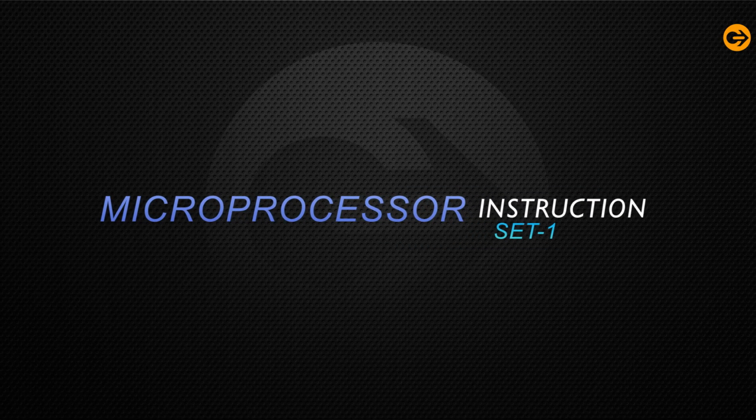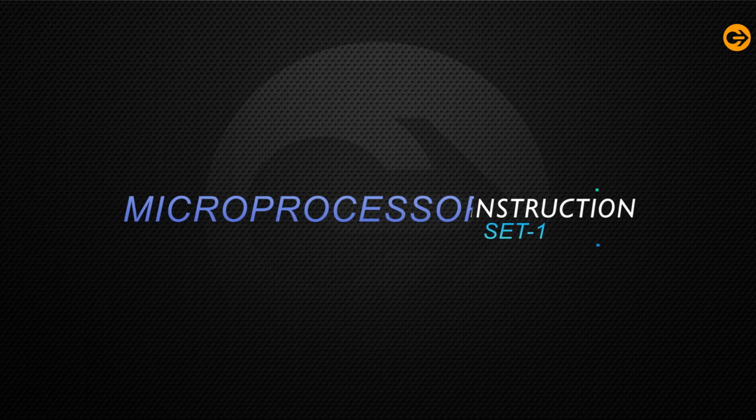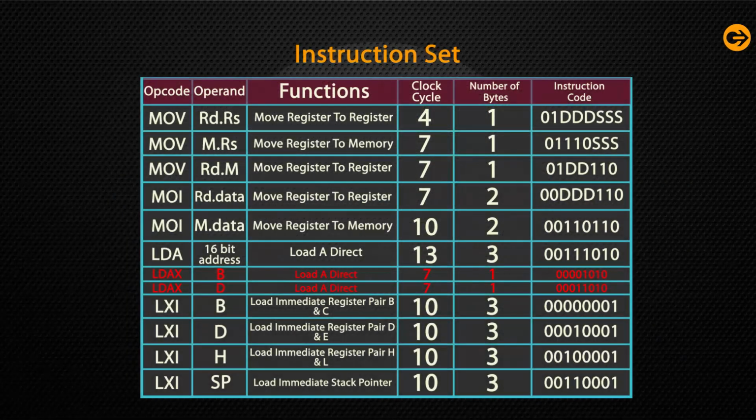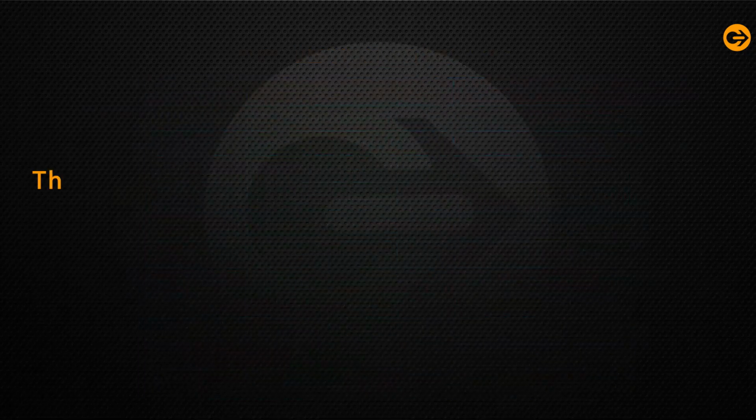Welcome viewers. Today we are going to discuss the instruction set of the 8085 microprocessor. An instruction is a binary configuration considered inside a microprocessor to perform an exact function. The set of instructions is known as the instruction set, which determines what functions the microprocessor can perform.